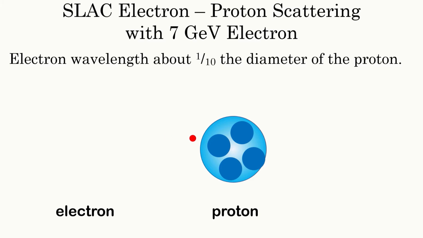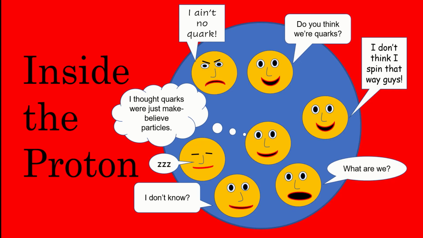The proton had internal structure, likely particles. Could these particles be the quarks Gell-Mann had proposed a few years earlier?